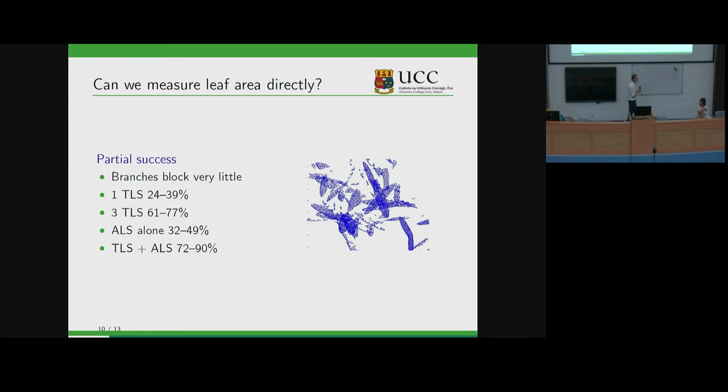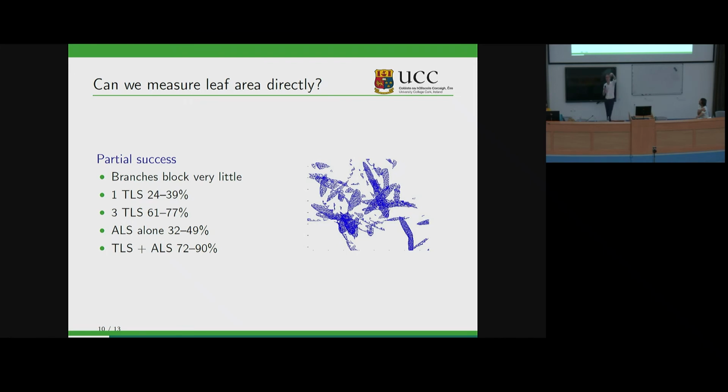What we find is that adding branches doesn't really make any difference. This shouldn't surprise us. Leaves block our view of branches. Branches don't really block our view of leaves. So the branches turn out to not be important. With a single scan, we get about 1/3 of the leaf area. With 3 terrestrial laser scans, which is the default, you can make up about 67%, so about 2/3 of the tree leaf area doing this.